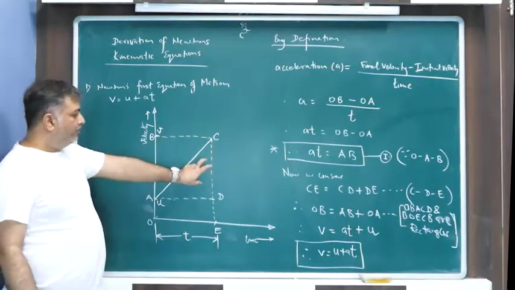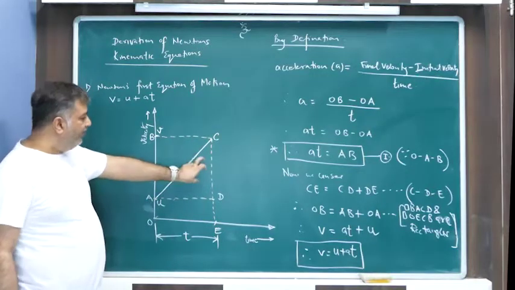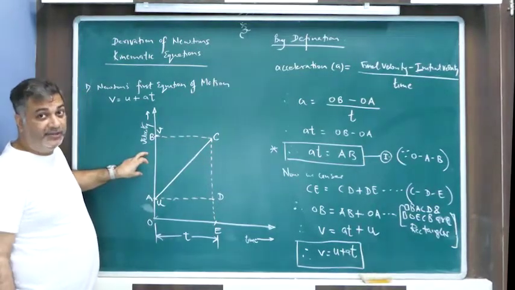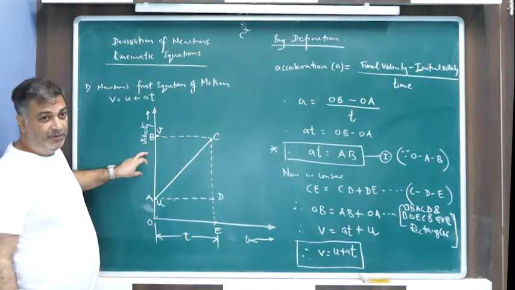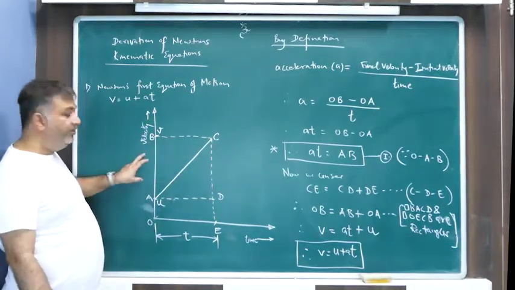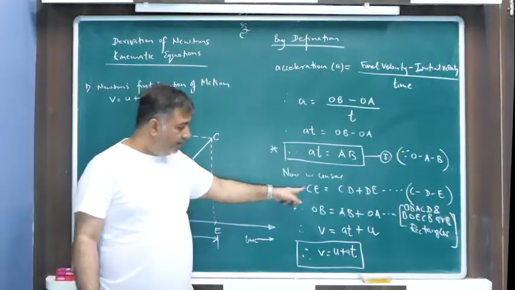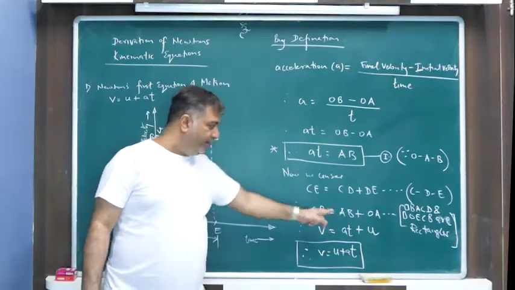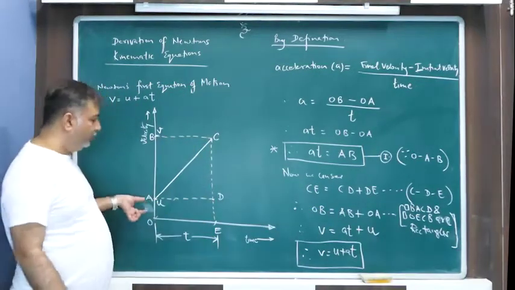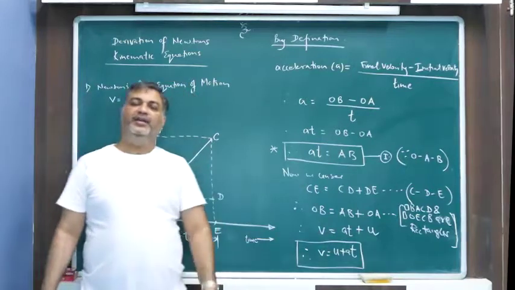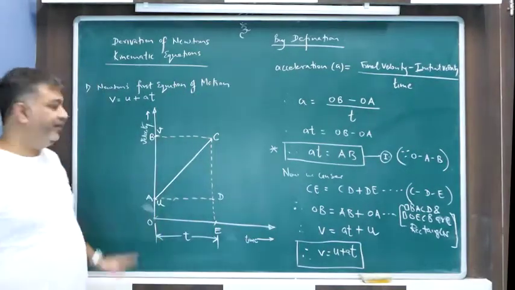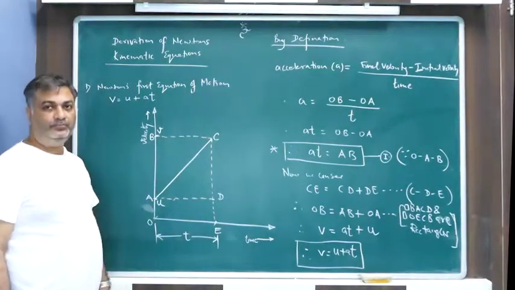Now, because it is a rectangle, CD will be equal to AB. Opposite sides have to be congruent. So the length of CD will be the length of AB. So instead of CE, I will put OB. Instead of CD, I will put AB. And similarly, instead of DE, I will put OA, because they are rectangles. Opposite sides are equal.